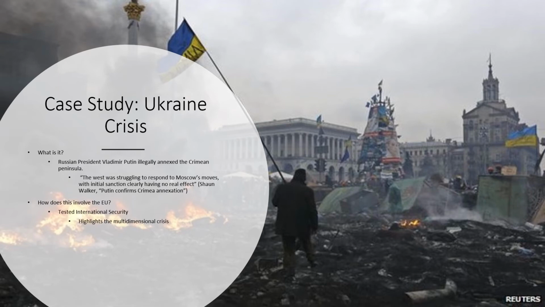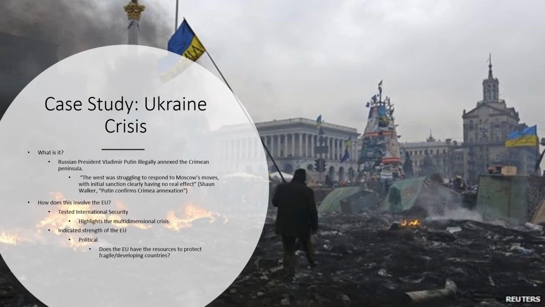So how does this involve the European Union? It tested their international security, and it highlights this previously mentioned multidimensional crisis in that the EU has been lacking in being able to control the refugee crisis as well as economic issues. And so this indicates that when it comes to a threat to their own security, especially their own member state security, they do not have the resources or the infrastructure put in place to support security throughout Europe, essentially.